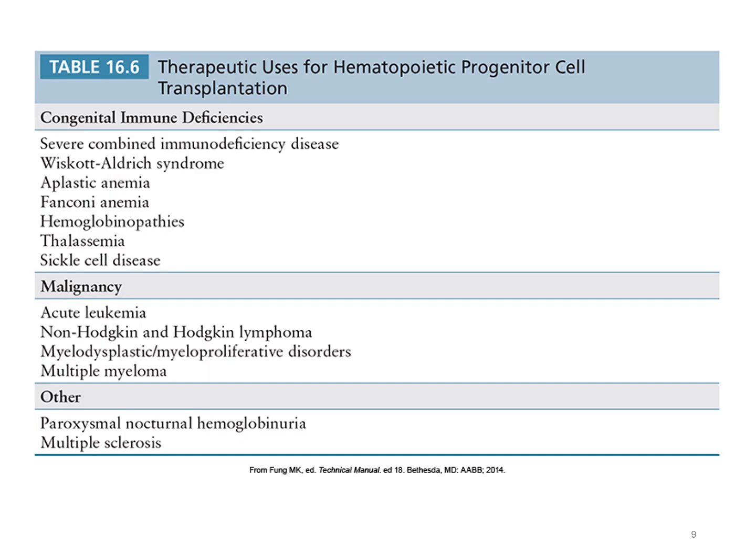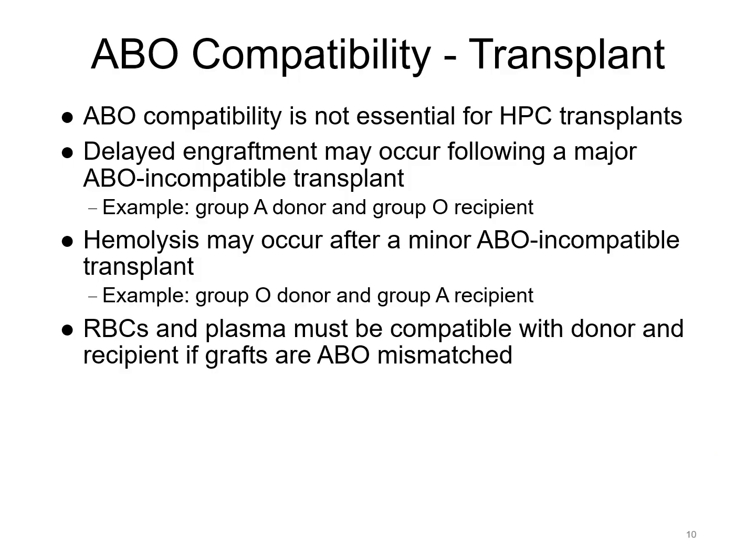Now, there are a variety of reasons why you would do a stem cell transplant that would include congenital immune deficiencies, malignancies, as well as some other things like multiple sclerosis, for example. Okay, so now let's just talk a little bit about the actual stem cell transplant itself and the ABO compatibility of that.